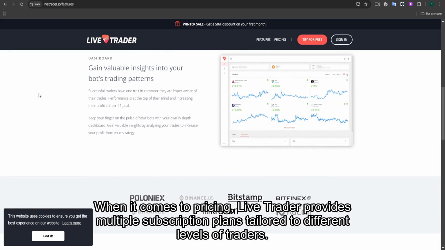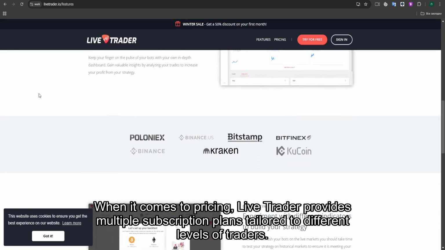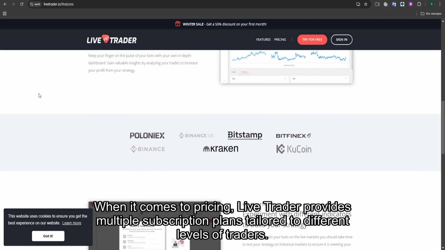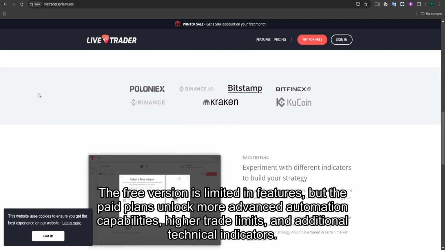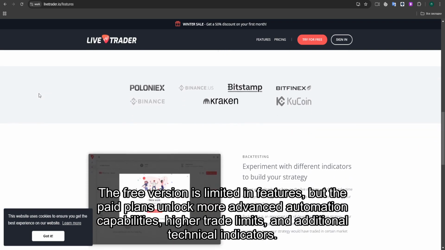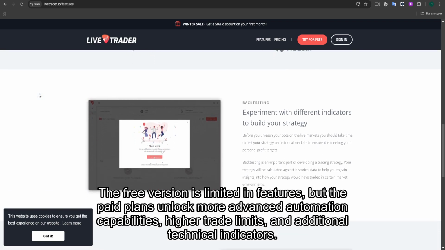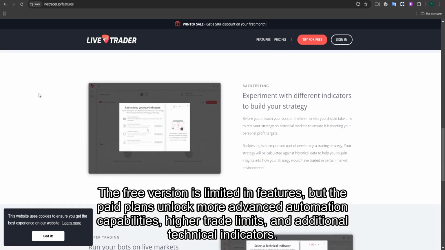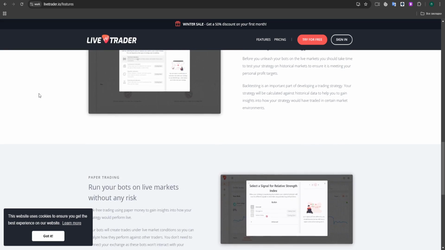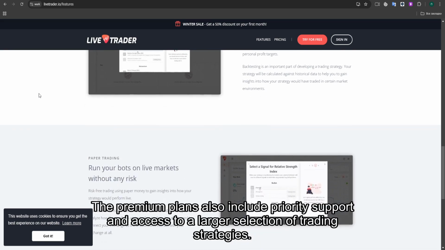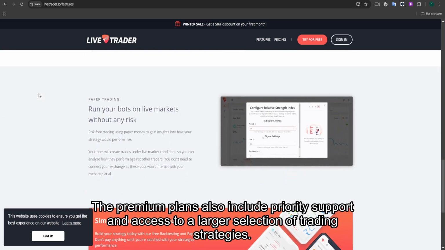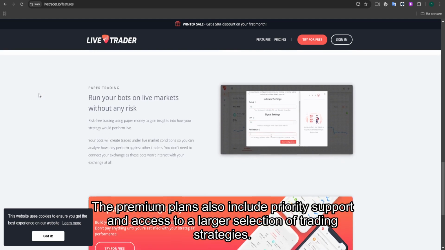When it comes to pricing, LiveTrader provides multiple subscription plans tailored to different levels of traders. The free version is limited in features, but the paid plans unlock more advanced automation capabilities, higher trade limits, and additional technical indicators. The premium plans also include priority support and access to a larger selection of trading strategies.